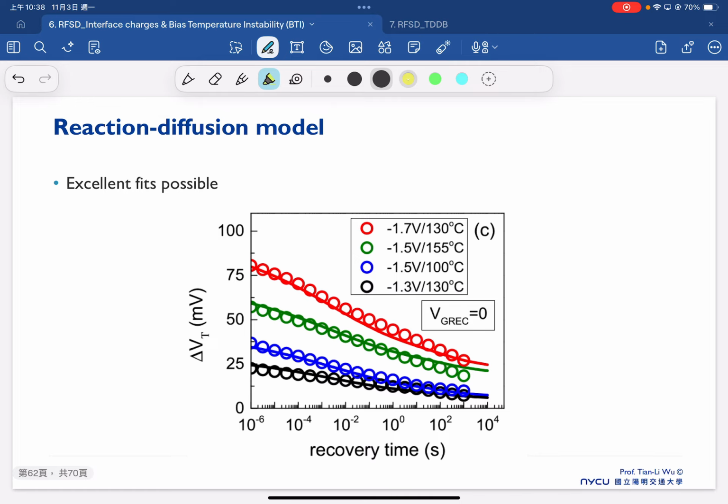And this is one of the examples. They tried to use this reaction diffusion model to model the NBTI effect with the recovery, and the result shows a very good fitting. That's why in the early days, people believed that the reaction diffusion model could be one of the main causes of NBTI.